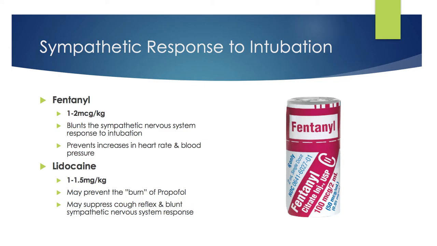Next, we will begin administering our drugs. First, we will administer drugs to blunt the sympathetic nervous system response to laryngoscopy and intubation. This is typically achieved through the administration of a narcotic such as fentanyl and lidocaine, a local anesthetic. These drugs may attenuate the increases in both heart rate and blood pressure associated with sympathetic nervous system stimulation related to laryngoscopy and intubation.